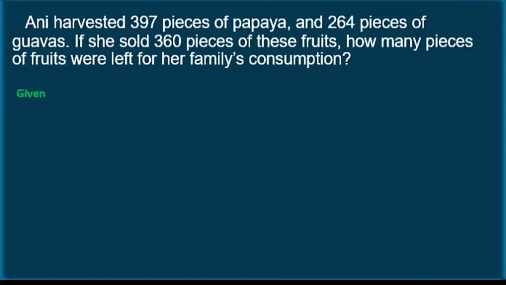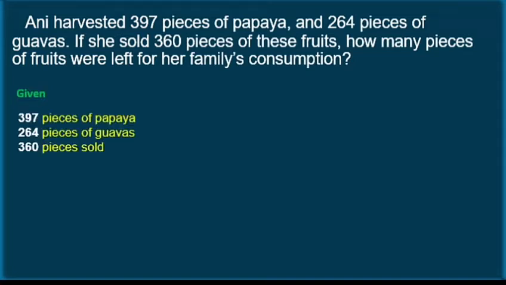Now let's look at the things we were given. We were given 397 pieces of papaya, 264 pieces of guavas, and 360 pieces sold. So these are the information given. Now, what are you asked to do?